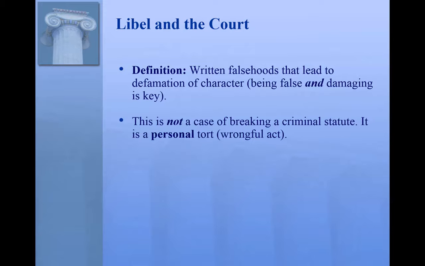written slander. We're not talking about the breaking of a criminal statute here. So these are cases generally brought as a tort or a personal tort, and tort law just involves a wrongful act that is not criminal but causes damage. So it's basically like criminal law in the civil context. There's no criminal penalty, but there has been a personal harm done.